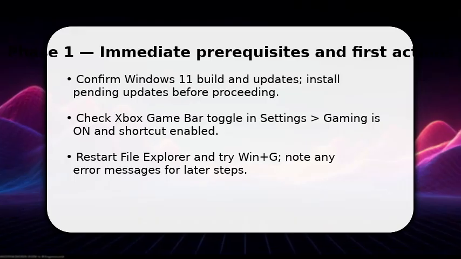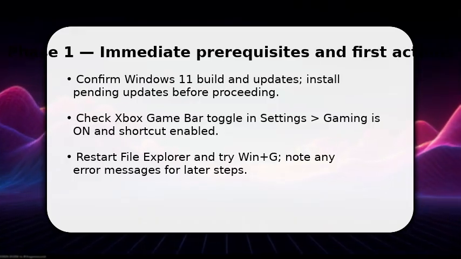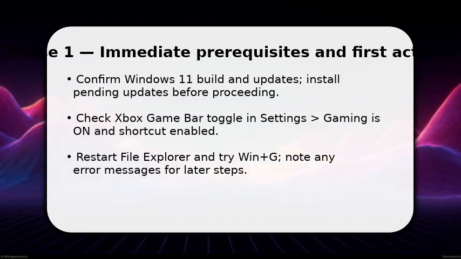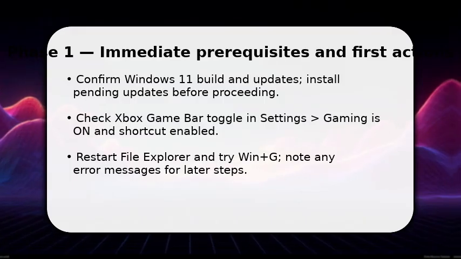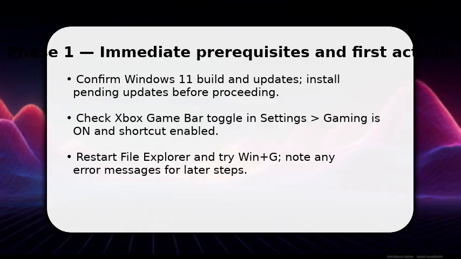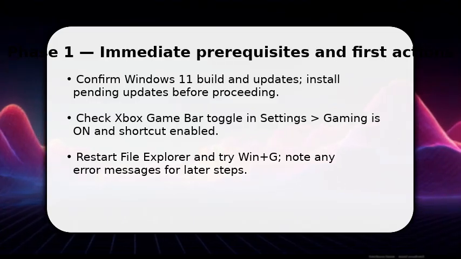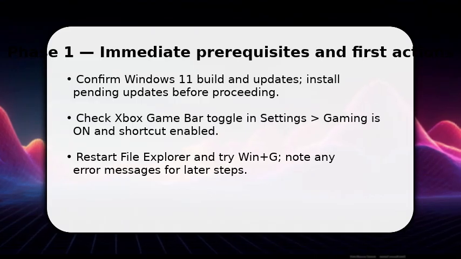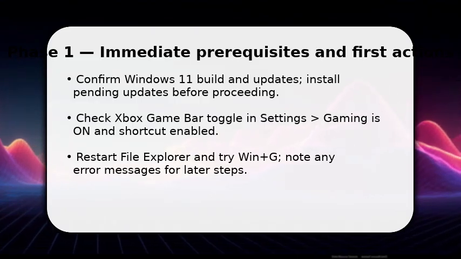You'll start by confirming the essentials. Make sure Windows 11 is updated and Xbox Game Bar is enabled in Settings Gaming. Once done, try the Win+G shortcut immediately to test responsiveness. If it fails, restart File Explorer from Task Manager and attempt Win+G again.